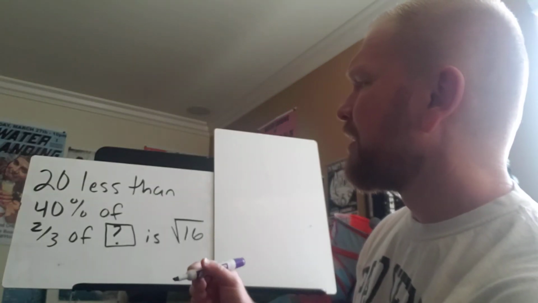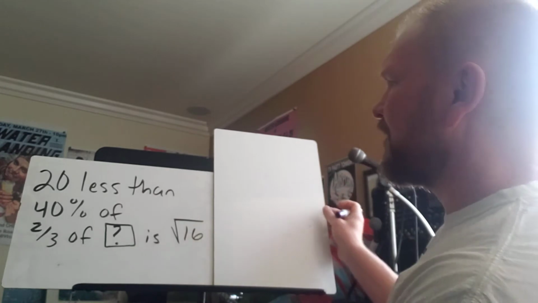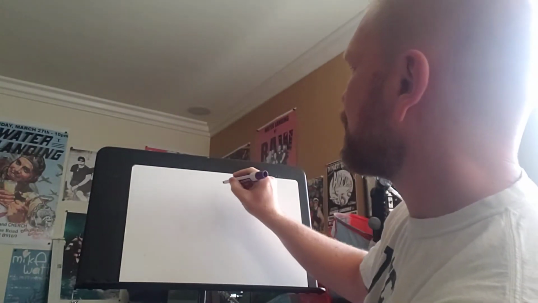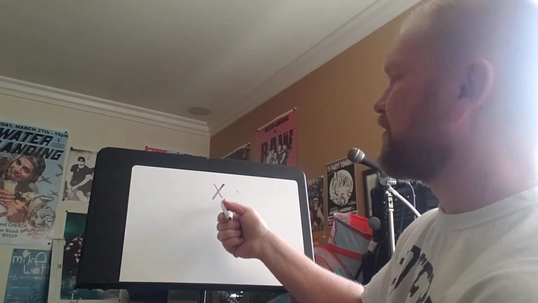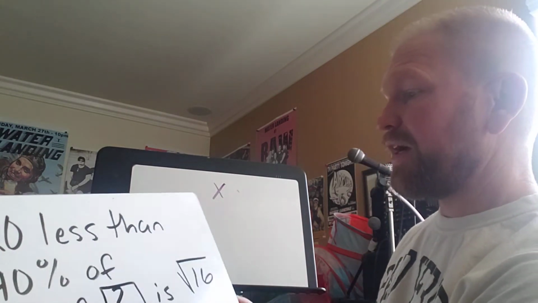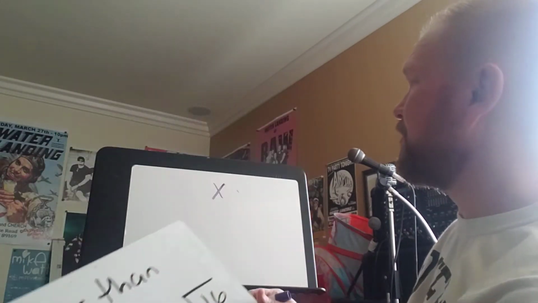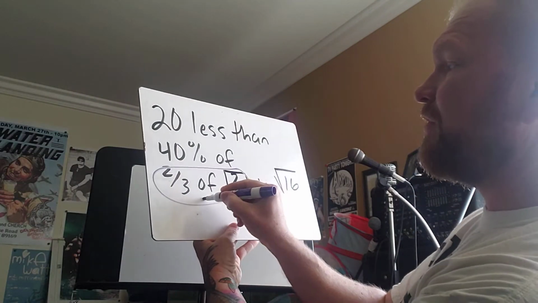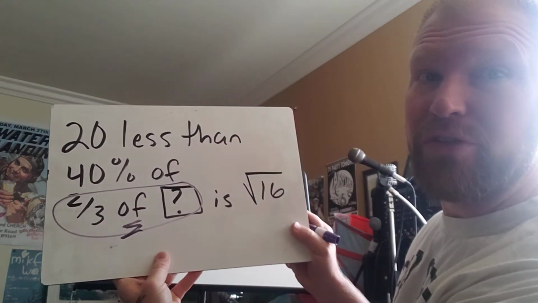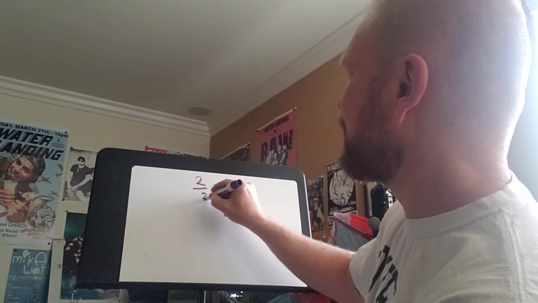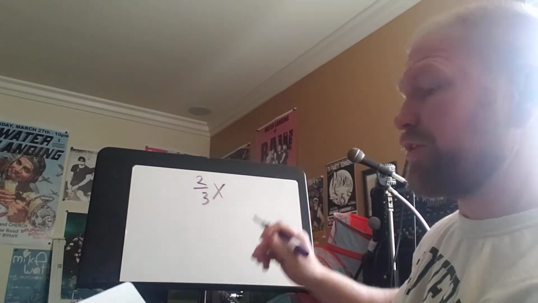Okay, so we've got a mystery number. Let's call that x. But more specifically, we want 2/3 of the mystery number. So 2/3 of something, the word "of", tells us to multiply. So 2/3 of the mystery number is 2/3 times x.